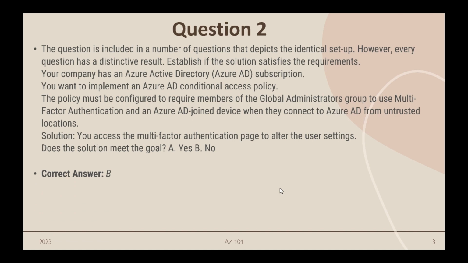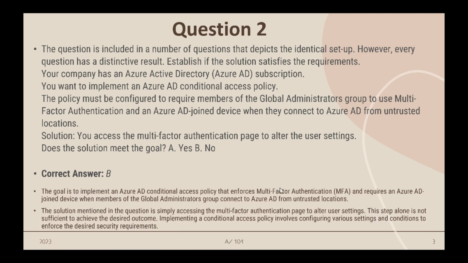And the reason is the goal is to implement an Azure AD conditional access policy that enforces multi-factor authentication and requires an Azure AD joined device when members of the global administrators group are not present in the trusted locations. The solution mentioned in this question is simply accessing the MFA page to alter user settings. This step alone is not sufficient to achieve the desired outcome.